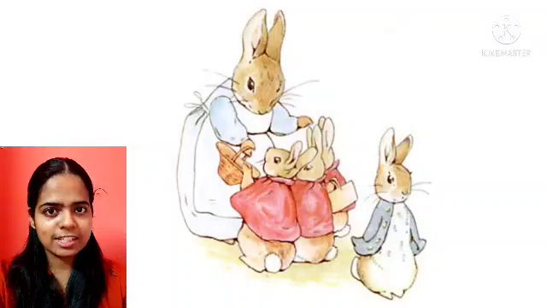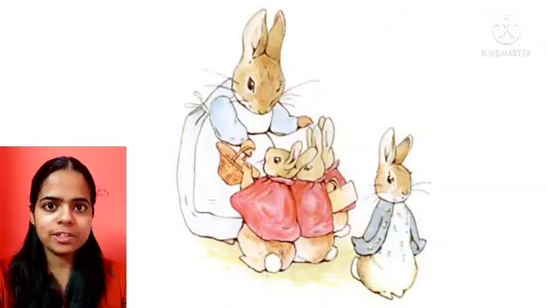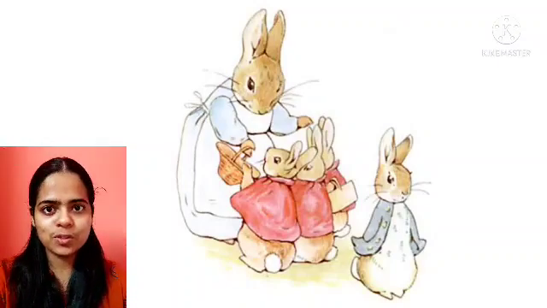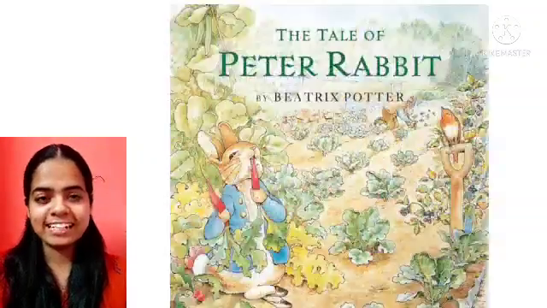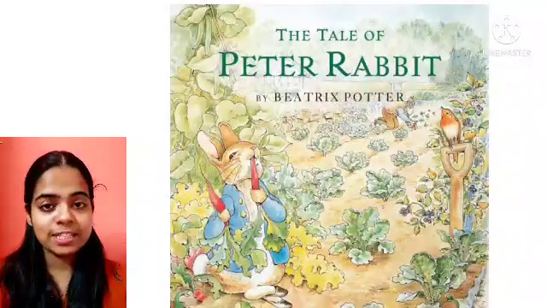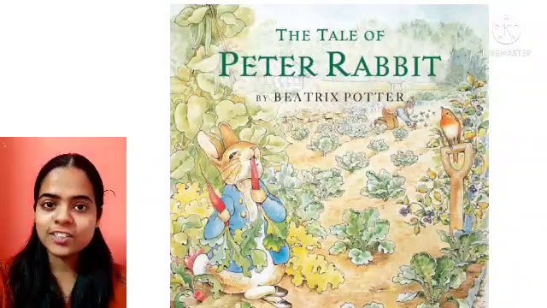What happens when a child is naughty? He ends up in trouble. Peter also gets into trouble. Shall we find out what trouble? Children, let's read The Tale of Peter Rabbit by Beatrice Potter.